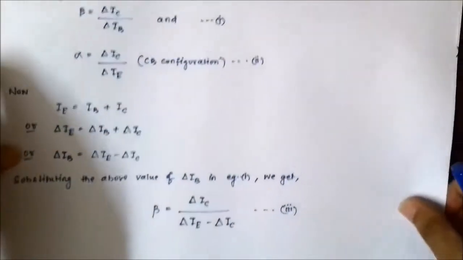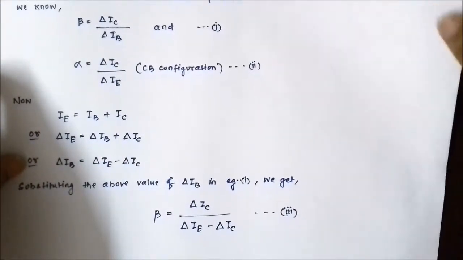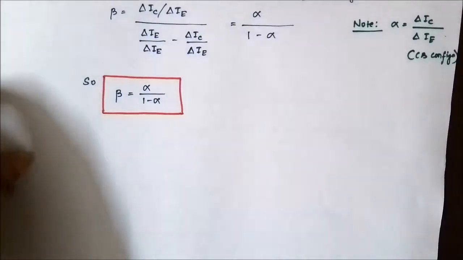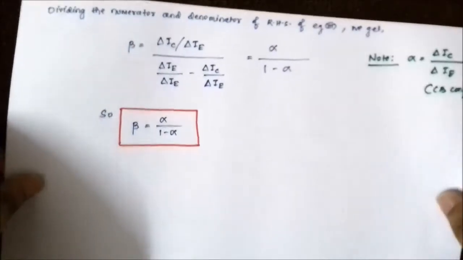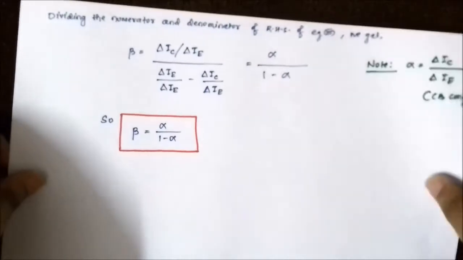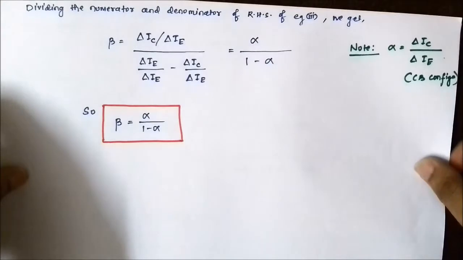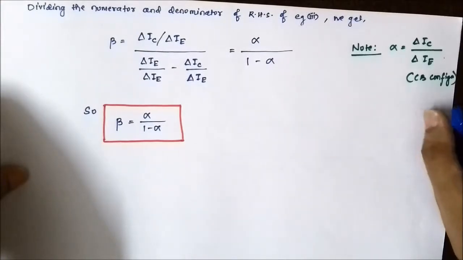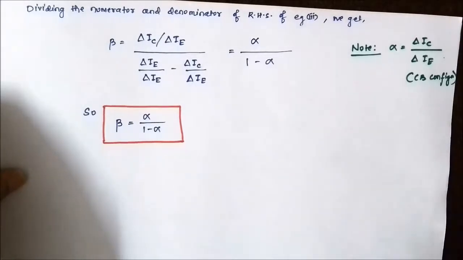Okay, so beta is equal to delta IC by delta IE minus delta IC. Now, what we will do next is we will divide both the numerator and denominator by delta IE. So we will get the value of beta as delta IC by delta IE, divided by delta IE by delta IE, minus delta IC by delta IE.